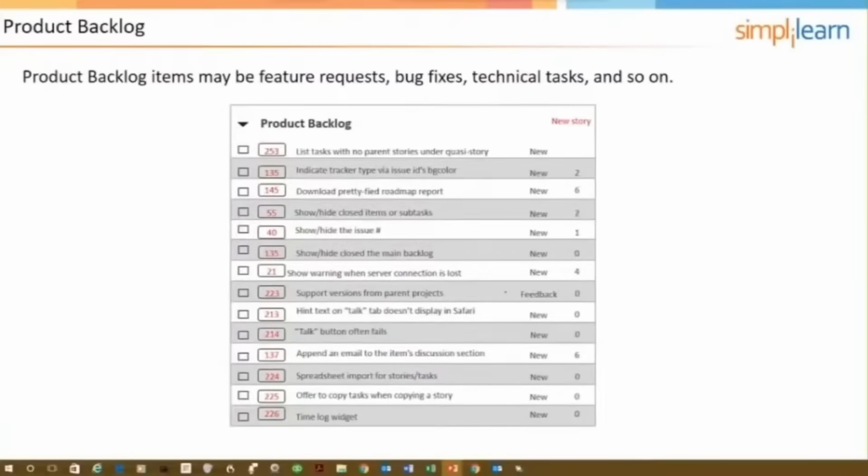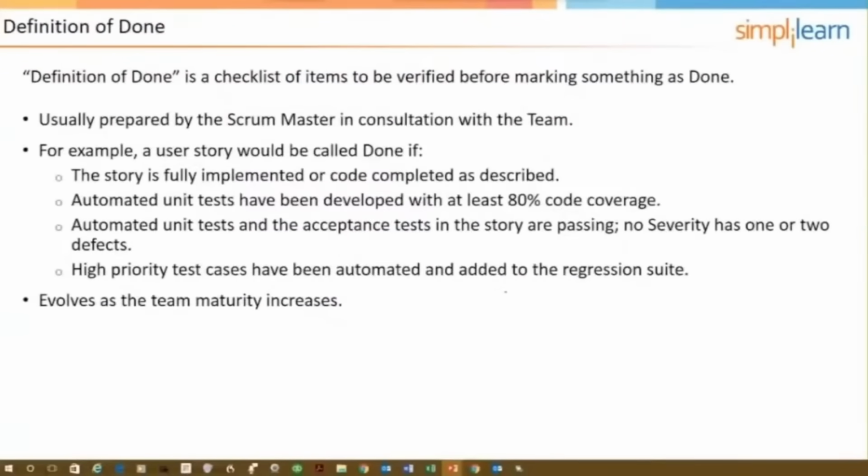Another artifact is the definition of done. The definition of done is primarily a checklist. And this is what forms the agreement between the product owner and the team as to when we consider something completely done. And if we look down here, it says here, it's usually prepared by the Scrum Master in consultation with the team.